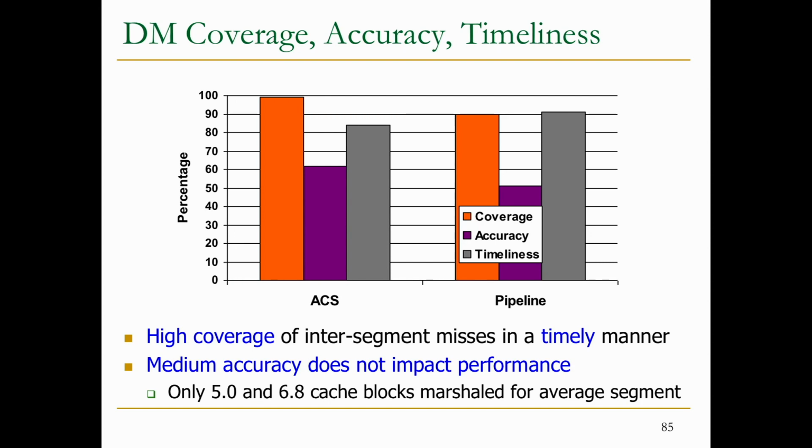But of course, your accuracy is not as high. Because we rely on profiling again, but maybe program analysis will have the same problem. Basically, you can see that the accuracy is about 60% here. Its accuracy is about 50% over here. Which means that you may have a pollution problem, right? You may actually be prefetching or marshalling data that you don't need in the other core. But that actually doesn't impact performance a lot because only 5 and 6.8 cache blocks are marshaled for the average segment. So here you're marshalling 5 cache blocks. Here you're marshalling 6.8 cache blocks on average. This is average, of course.